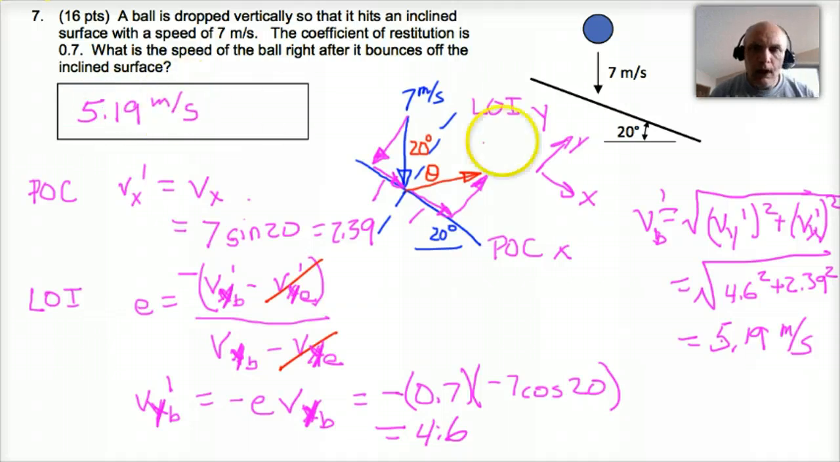Just to review, we had to identify our line of impact and plane of contact. Along the plane of contact, the velocity component stayed the same. Along the line of impact, we applied our equation for E. Conservation of momentum was not used here because the Earth is not moving, so we weren't able to use that, but we were able to use our coefficient of restitution equation.